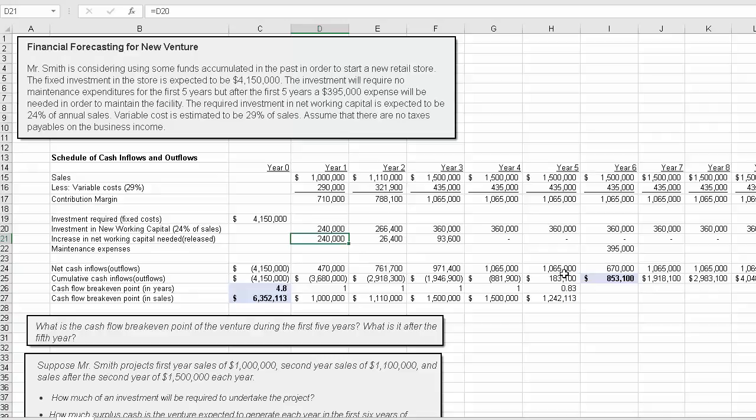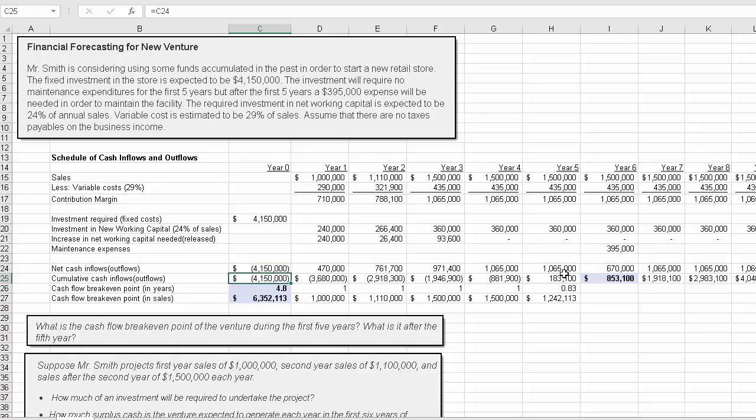All right, so from there, we can generate what the cash flows are from this project. So at year 0 right now, we've got to invest $4,150,000, and then at the end of year 1, we would have the $710,000 of contribution margin, less the increase in net working capital, which is $240,000, less any expenses, if we had any, and we don't have any maintenance expenses until I believe year 6. Okay, and then we would just copy this formula over, and we can see what the net cash inflows are.